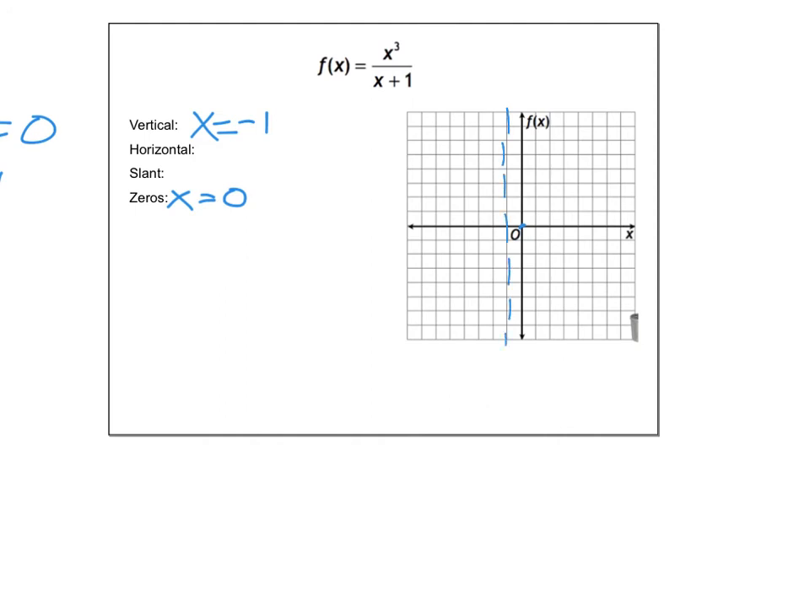All right, let's see my horizontal asymptote. My degree is greater in the numerator, so that tells me that I don't have any horizontal asymptote. And then slant asymptote, I don't need to worry about that because the difference between the degrees is 2.